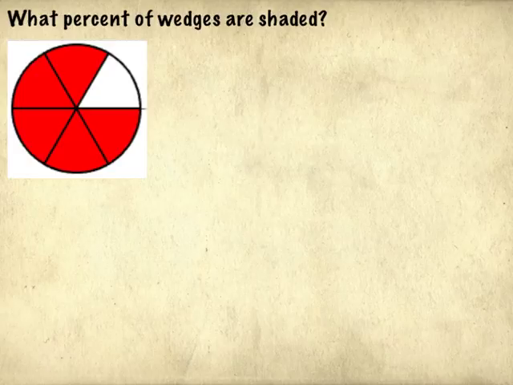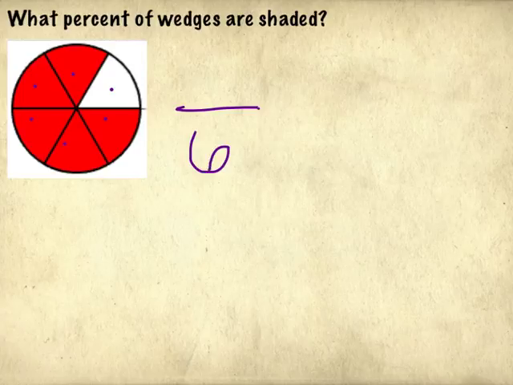Well, I can't really tell that just from looking, so I'm going to first turn this into a fraction. My denominator will be how many pieces are in a whole pie. I'm going to call this a pie. 1, 2, 3, 4, 5, 6 pieces are in a whole. And then there's only one not shaded, so obviously 5 sixths are shaded.